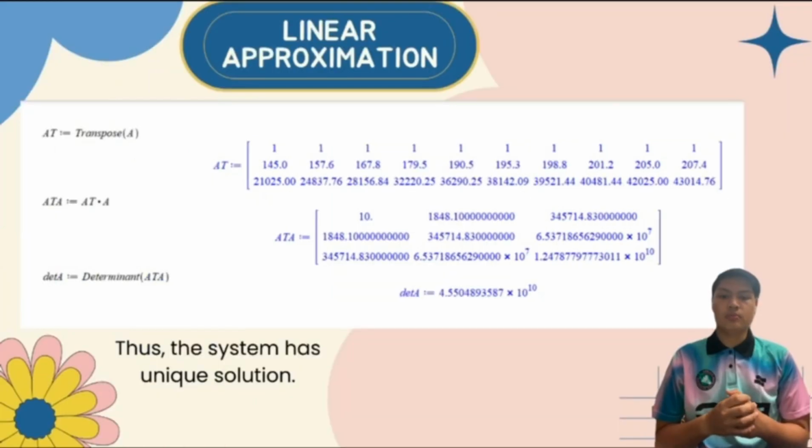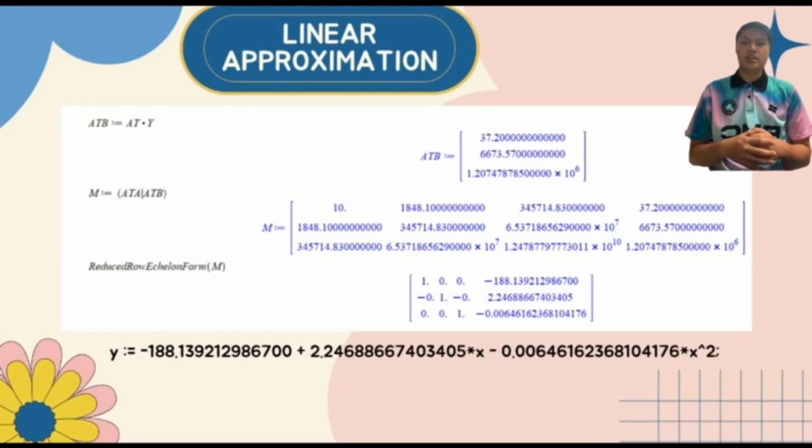So we need to compute AT, which is the transpose of A, and ATA, which is equal to the transpose of A multiplied with A. In order to find the value of the determinant of A, just type determinant and ATA in the bracket. For ATB, it is equal to the transpose of A multiplied with B, and we need to find the value for M. After we get M, we proceed with RREF for M, and we can get the equation of Y from that RREF of M.